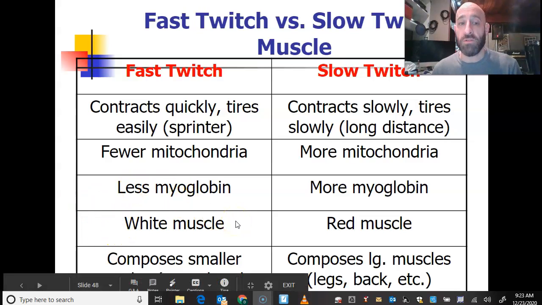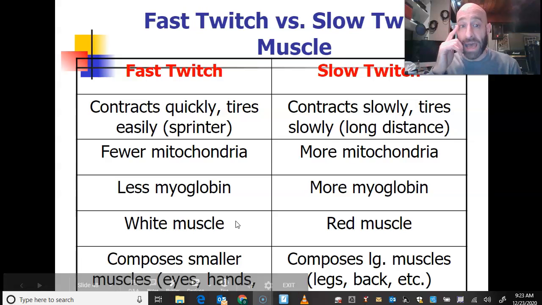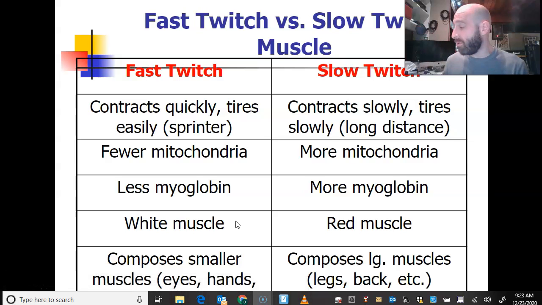So where are you going to see this type of muscle? In smaller fibers. So for example, your eyes, your hands. If you've ever written for a long time, you know your hand tires out very quickly. It doesn't take much for those muscles to get sore. That's because they're not built to last a long time. They're built to be able to move quickly because that's what you want to survive, essentially.